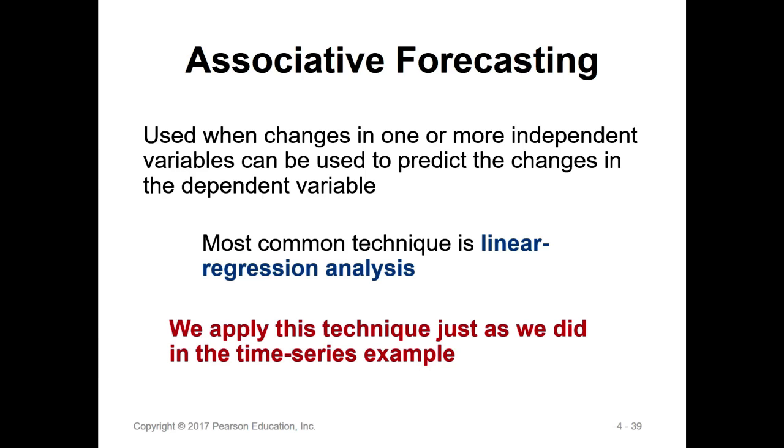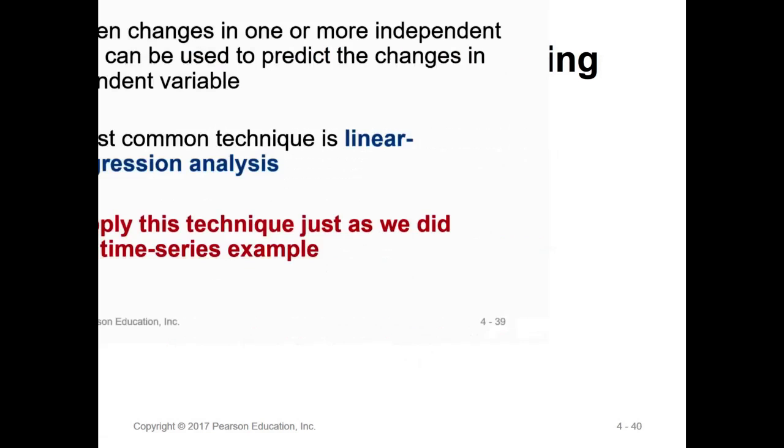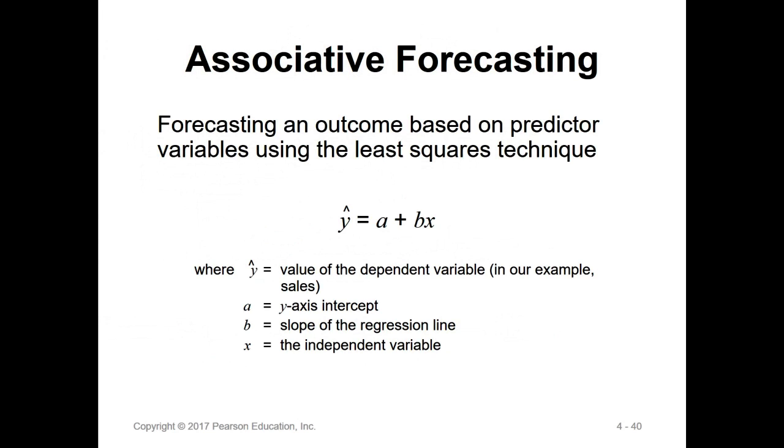This is the technique we are going to use. It is a linear regression analysis, but we only pick one independent variable. We apply this technique just as we did in the time series example, where the independent variable was associated with time as well. For the model we are going to establish in today's class, we call it the least squares technique, and with it we are going to get a regression model.